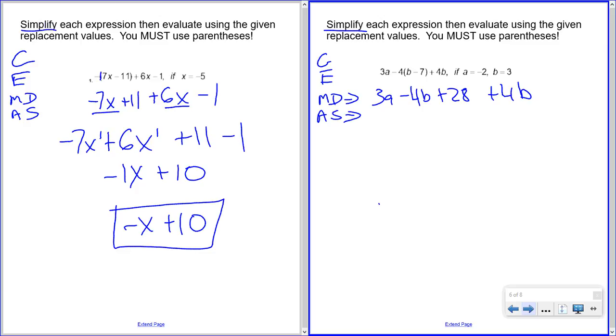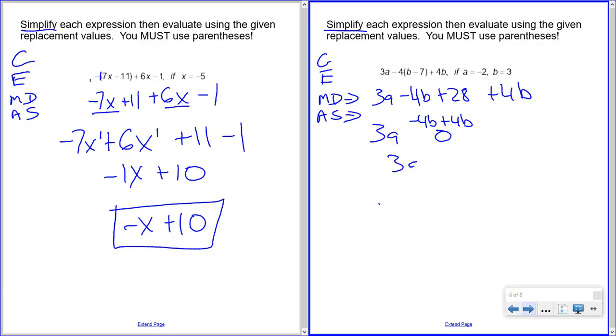No, there's not another term with a in it. So the 3a just comes down. Is there anything to combine with the b? Yes, there's negative 4b, right? So I'm going to just do negative 4b plus 4b. That's the inverse property of addition. Number plus its opposite equals 0, right? So that's just going to equal 0.